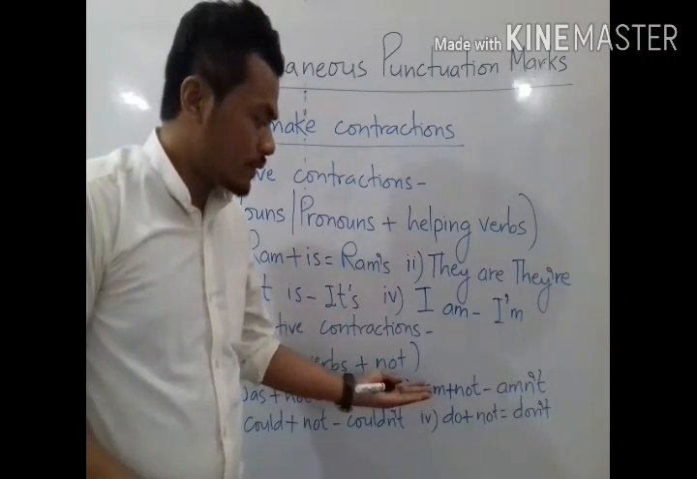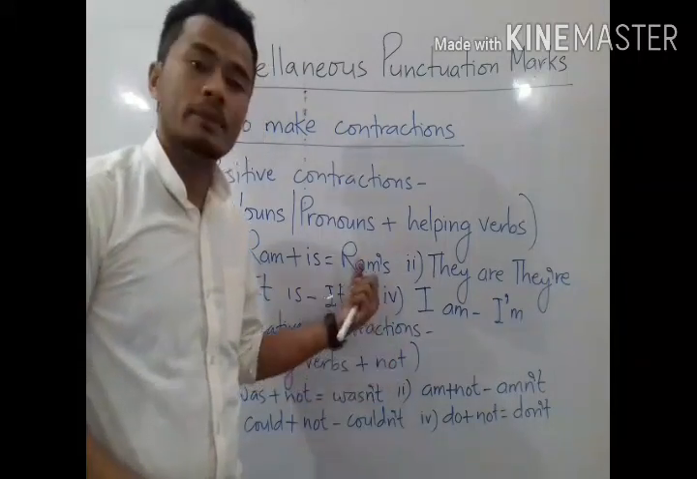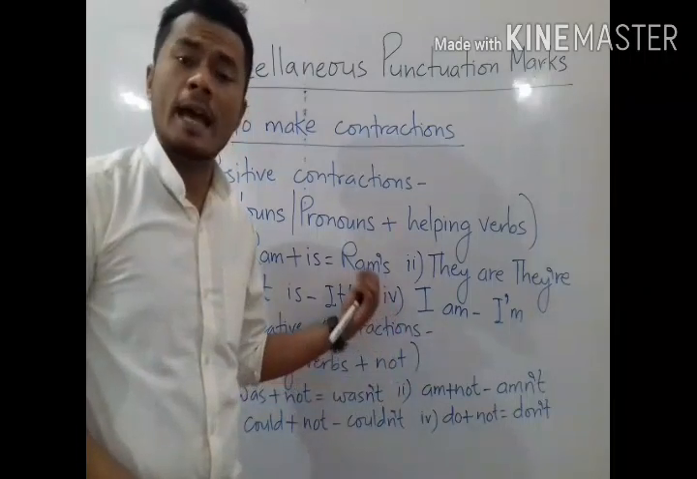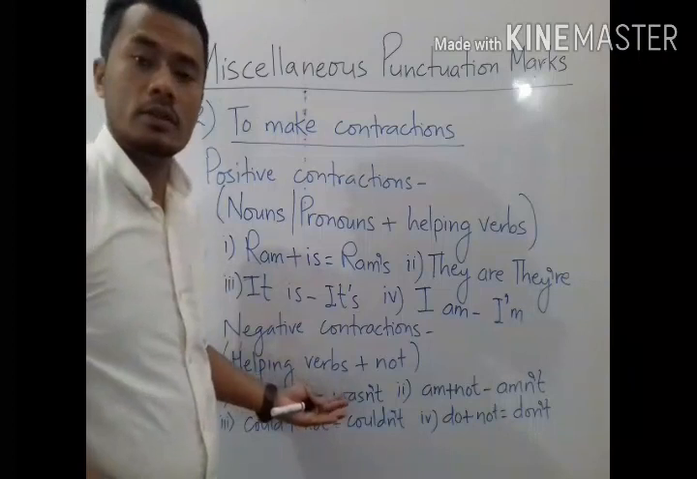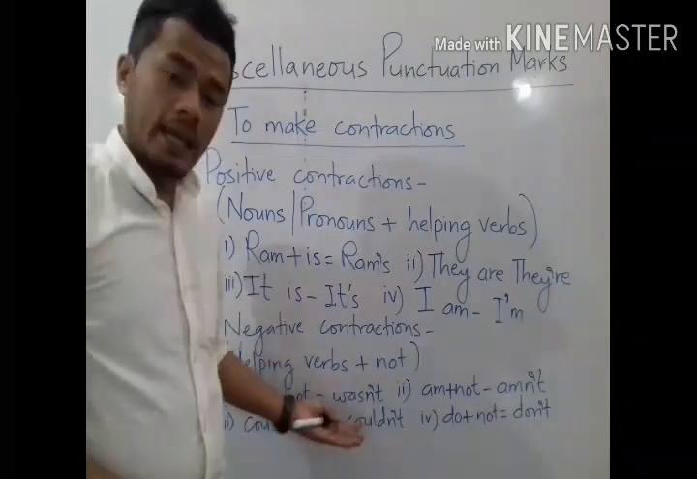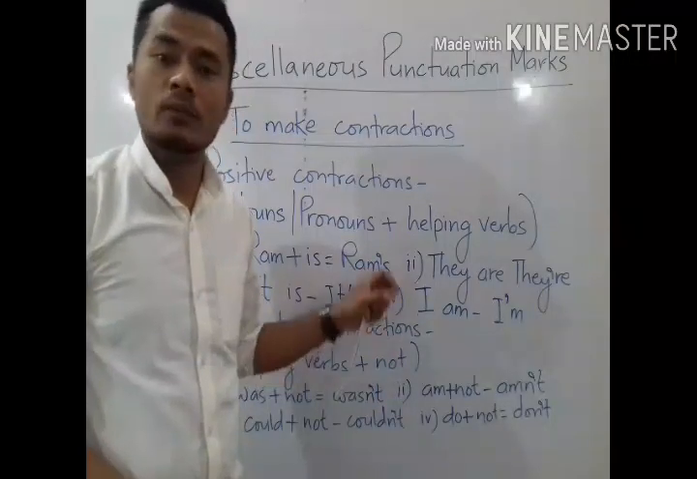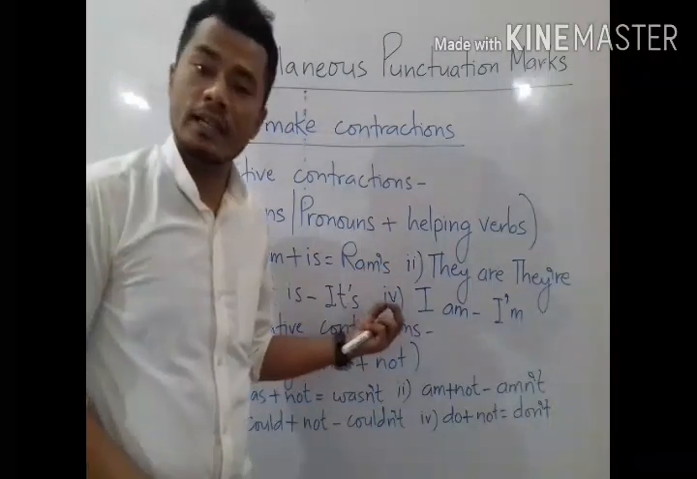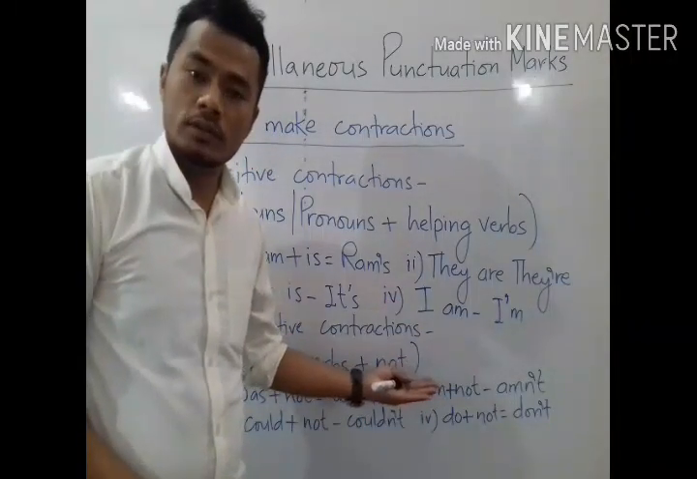In the same way, am not is contracted as am and apostrophe t, amn't. Okay. Could not, couldn't. In every case, we have to omit o from not, and we have to make a single word out of all those helping verbs and not. Okay. Do not becomes don't.